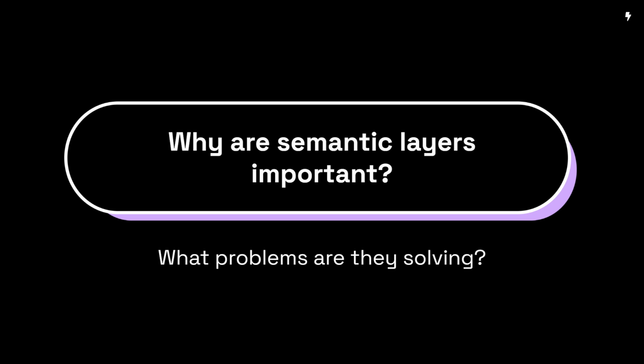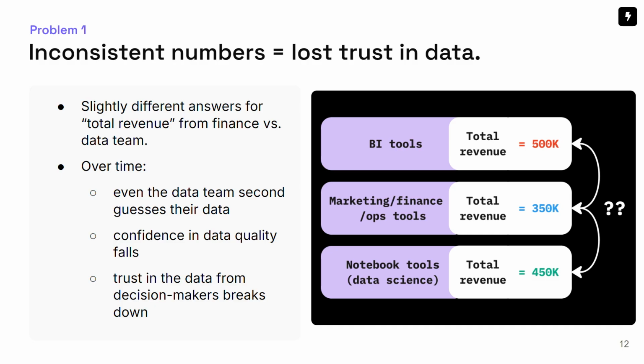But I think the first bit here is why are semantic layers so important? And I think the best way of explaining why something is really important is by talking about the problems that it solves. So what are the problems that actually exist without having a semantic layer? The first problem that you run into, which as data people you're probably all too familiar with, is inconsistency in numbers, leading to a really big loss of trust in your data.